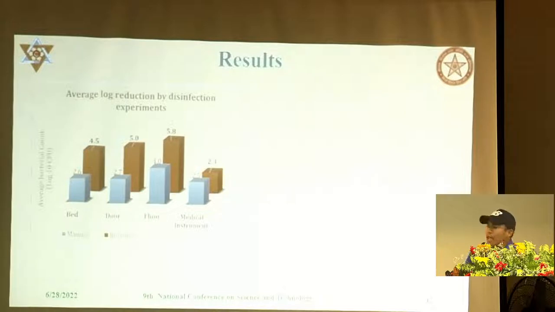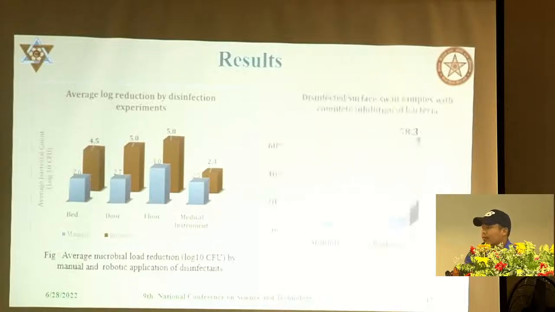Here is the result of the microbial experiment. This figure shows that the robotic application is effective for disinfection in a hospital setting, with up to a three times reduction of microbial load. This slide shows that after disinfection, only 25% of the bacterial count is inhibited by the manual method. In comparison, the robot inhibits 58.3% of the bacterial load.